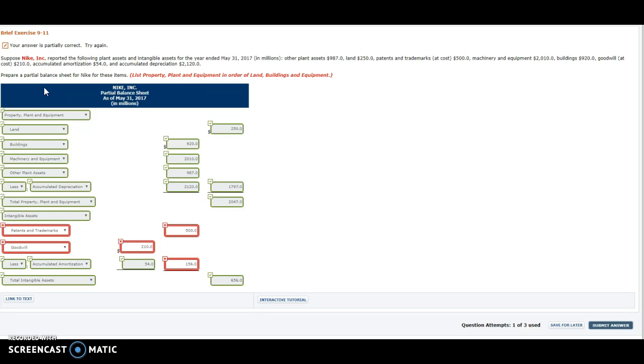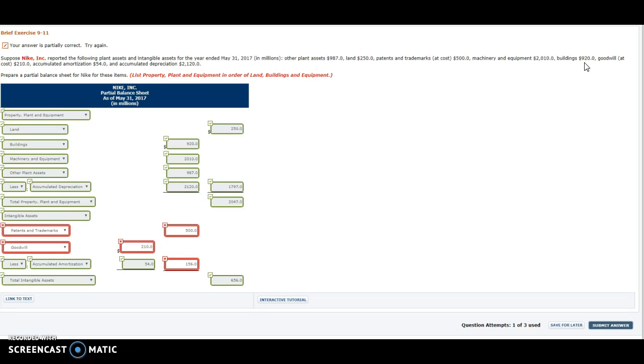In the chapter during our reading, it gave us the order to list the property, plant, and equipment. So you always start with land, and land never depreciates. So we have our 250 million right here, which is right up here in the question. Next, we list our buildings, and I guess right here too in the instructions it gives us the order to list it. So we list buildings and we come up to the question.